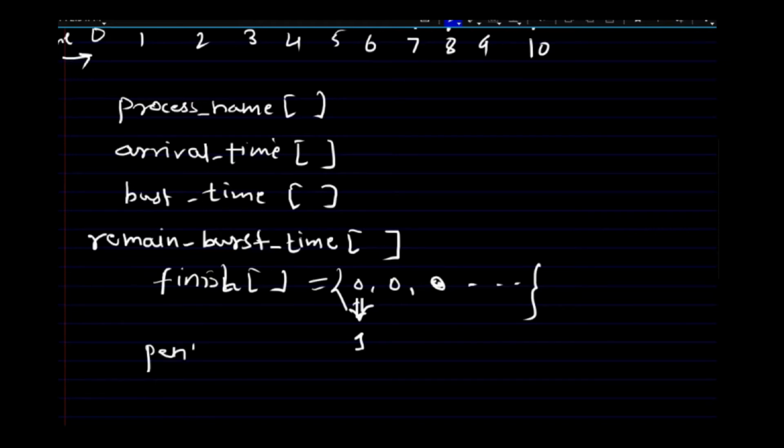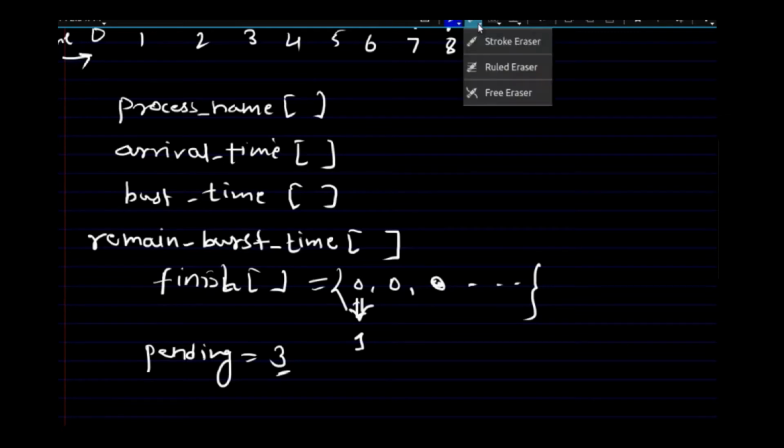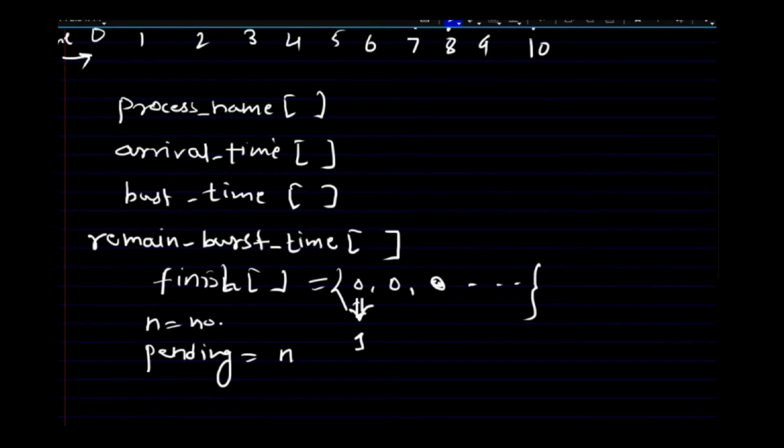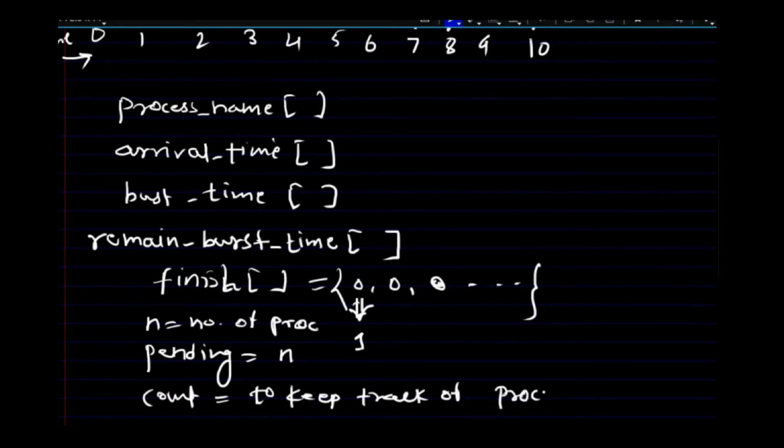Then one more variable I have used, pending. Initially, pending processes will be 3, or equal to n. Let me write this as n. Pending equals n, and n equals the number of processes. So the n variable is also used. A count variable we have used to keep track of processes.